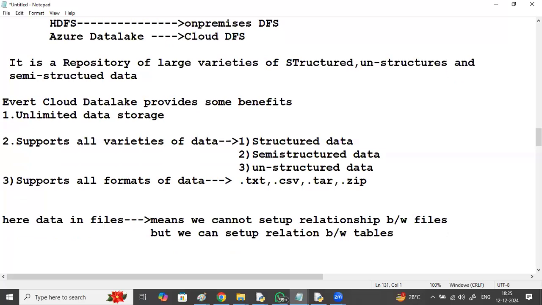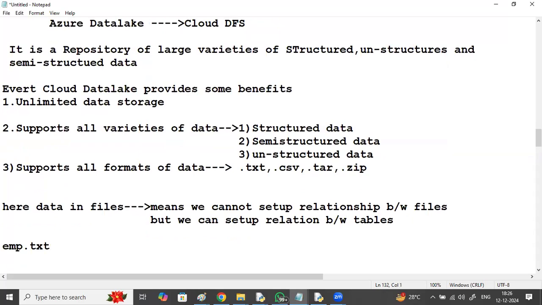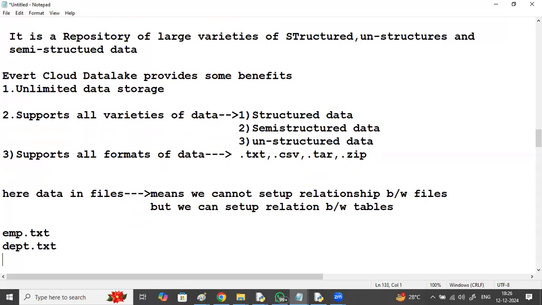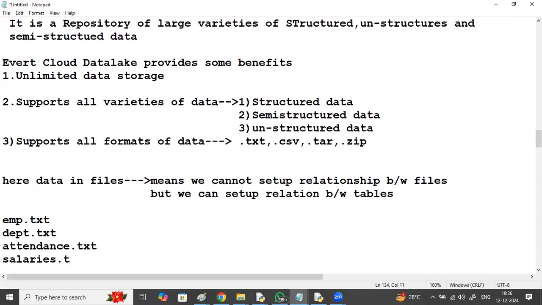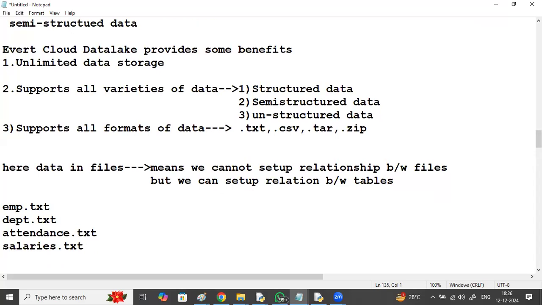For example, emp.txt file is there. dpt.txt file is there. Attendance.txt file is there. Salaries.txt file is there. Can you maintain some relationship between these? No. EMP, DPT, attendance, salaries: the salaries of the employees, attendance of the employees, department details of the employees, employee details. We cannot set up relationship here.